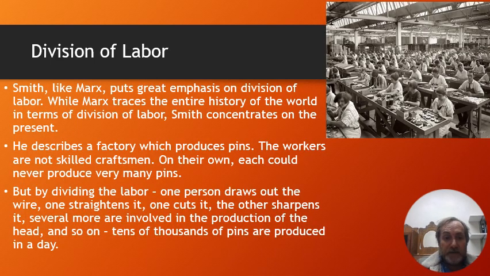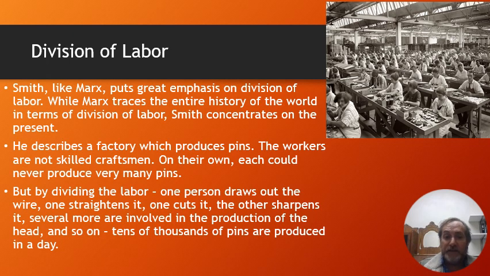So, like Marx, Adam Smith puts a lot of emphasis on division of labor, right? Now, Marx traces the entire history of the world in terms of division of labor. Smith concentrates on the present day, and his main example is a pin factory. So, like pins, right? None of the workers there are skilled craftsmen. Each on his or her own could never in a day produce very many pins, right? If they had to pull the wire and do all the sharpening and do every single stage of the production.